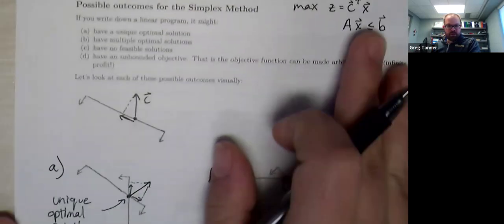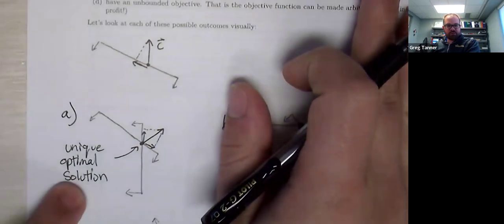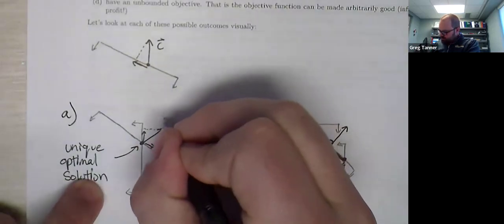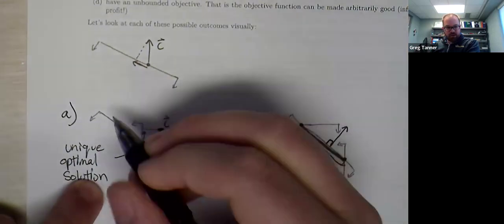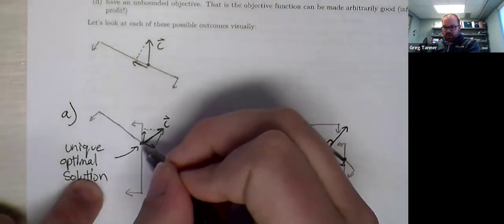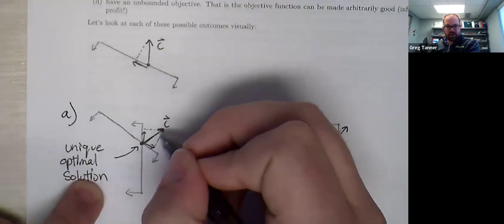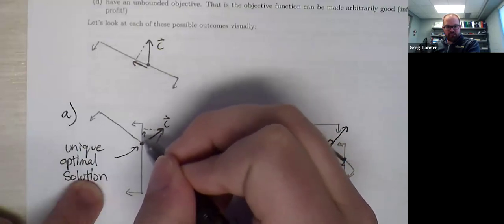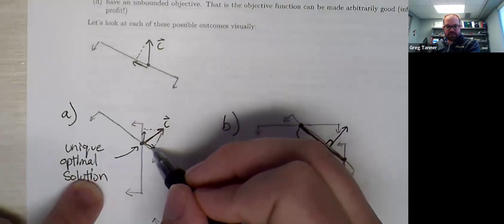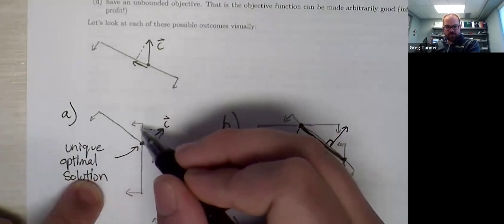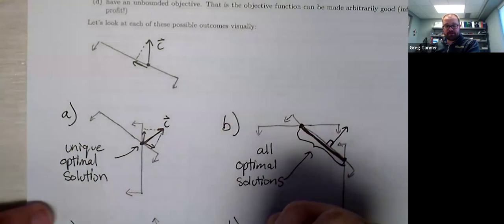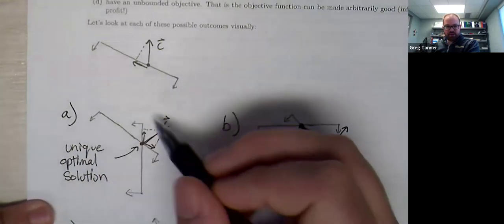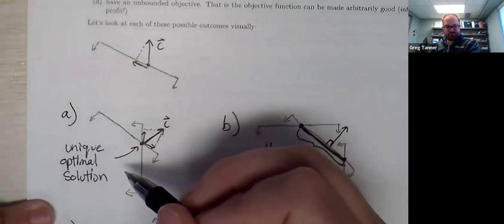Okay, so here's the first option. We can have a unique optimal solution. Here's the C vector, and here are two constraints, and we end up at a corner point of those two constraints. If we project the C vector onto this constraint, we'd want to go this way along it, but the other constraint prevents us from moving any farther. Similarly, if we project the C vector perpendicularly onto this constraint, it says we'd want to move this way along the constraint, but then this constraint prevents us from moving any further in that direction. That's the scenario you have when you end up with a unique optimal solution.